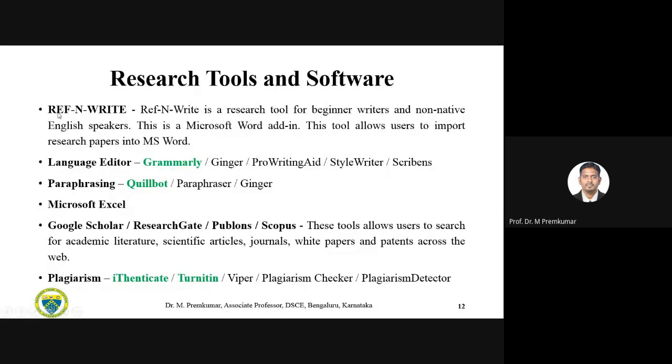Maybe you can use Ref and Write. Ref and Write is a good research tool to write your literature review. You can download the add-in of Ref and Write, and you can keep it in Microsoft Word itself. So it will show you a lot of options. With those options, you can easily write your literature review. So that is an advantage of having Ref and Write.